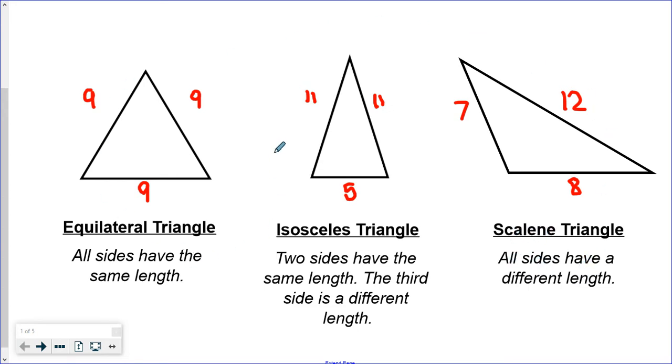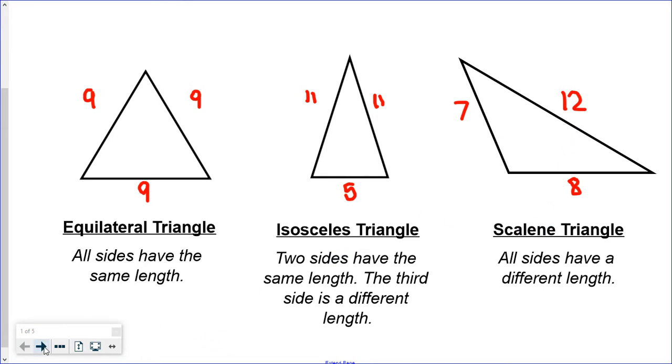So let me just review this real quick again. When you have a triangle where all three sides are the same length, we call it an equilateral triangle. When you have a triangle where two of the three sides are the same, but the third one's different, we call that an isosceles triangle. And when you have a triangle where all three sides are different measurements, then we call that a scalene triangle.